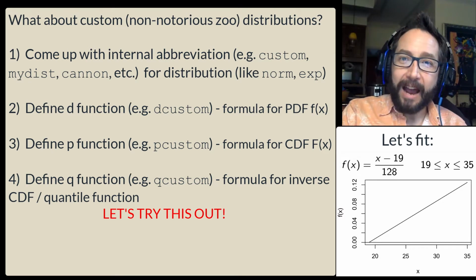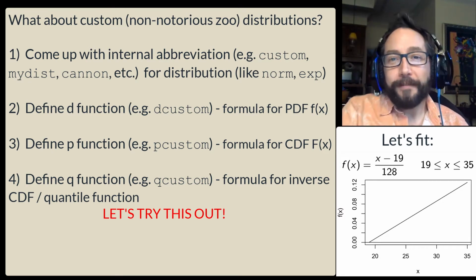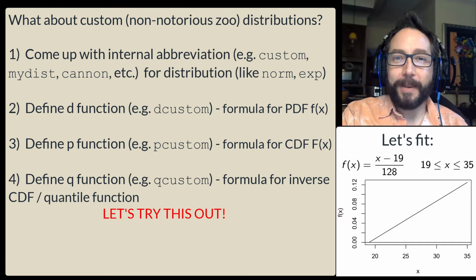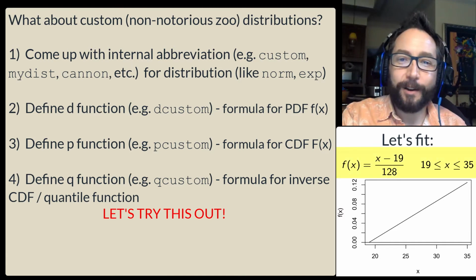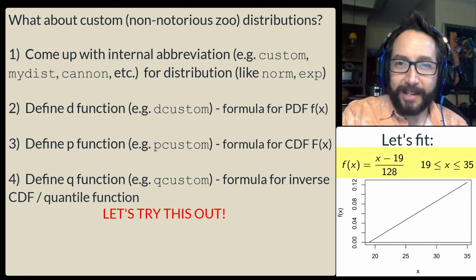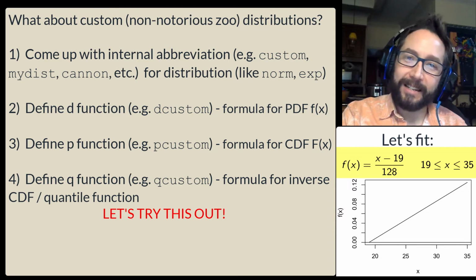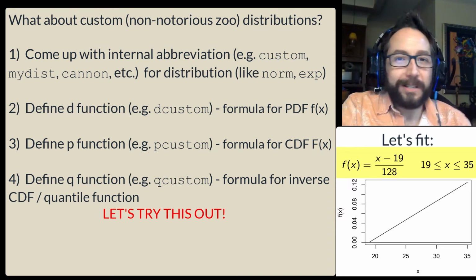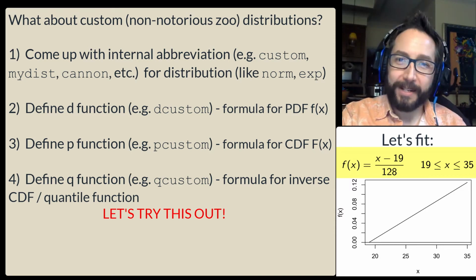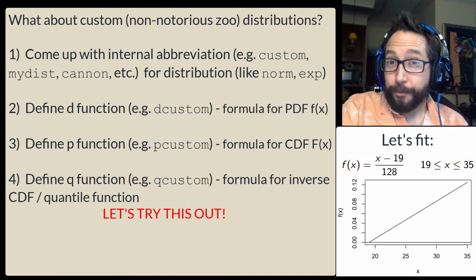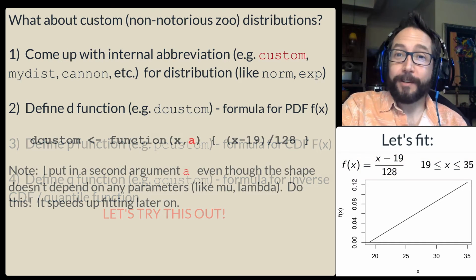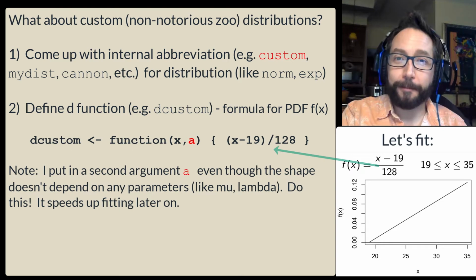Let's imagine that I have a PDF in mind that I want to fit to my data. And the formula for my PDF is just (x − 19)/128. So x lives inside of a range between 19 and 35, and I want to see how well this PDF fits my data. So I need 3 functions, basically dcustom, which is just transcribing the formula for my PDF. I can write that out pretty quickly.